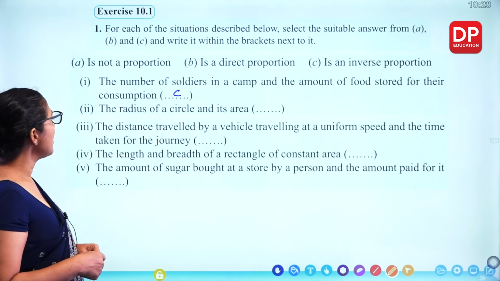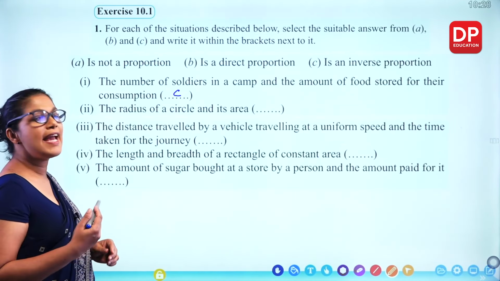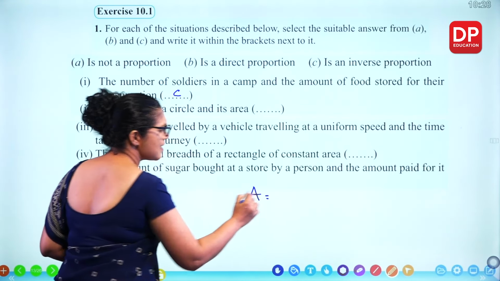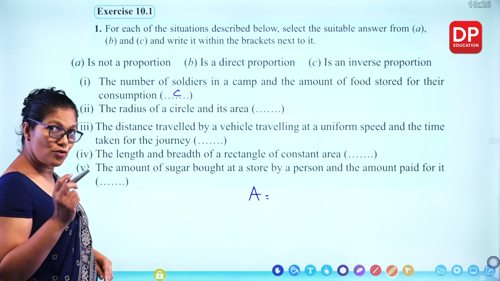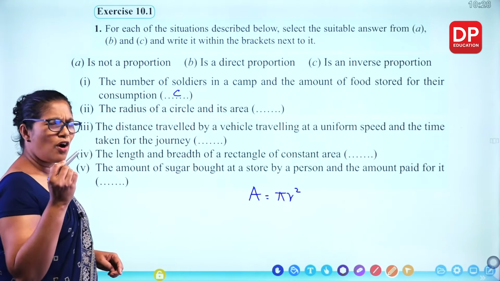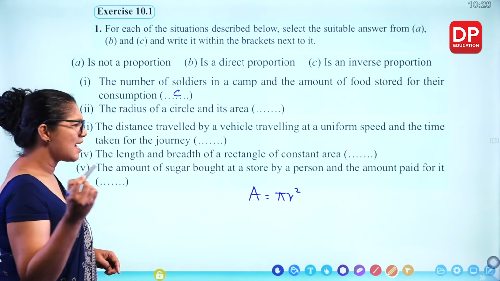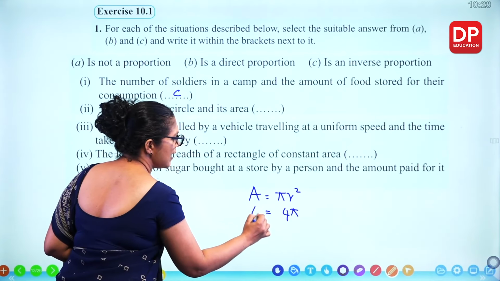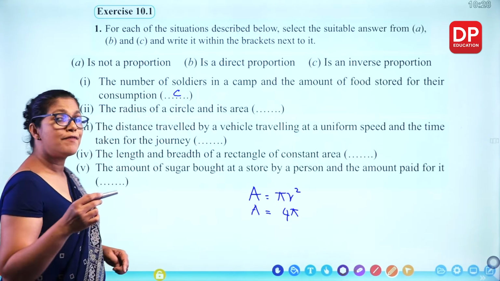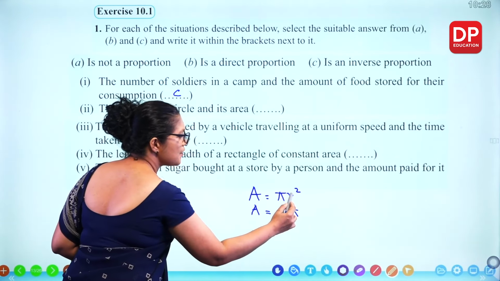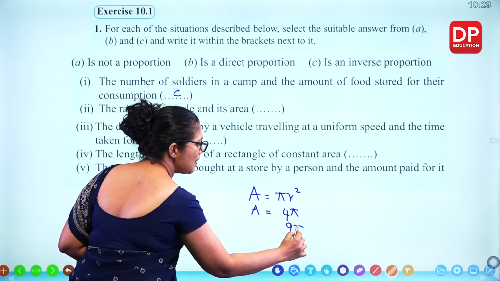Now we look at the second one, the radius of a circle and its area. So what's the relationship between the area of a circle and the radius? You know, the formula is pi r squared. Now think about a small example. If radius is 2, what's the area? 2 times 2, that's 4 pi. So that's A equals 4 pi. If radius is 3, what's the ratio? You get 3 times 3, 9 pi.